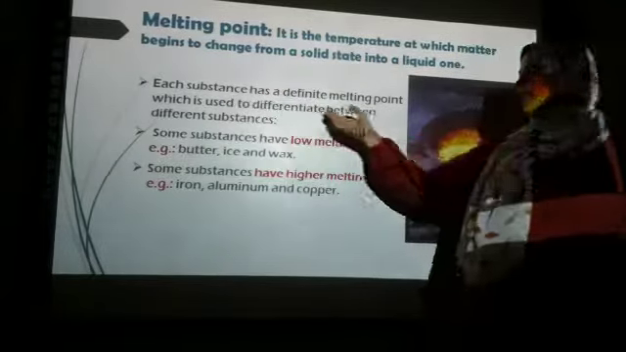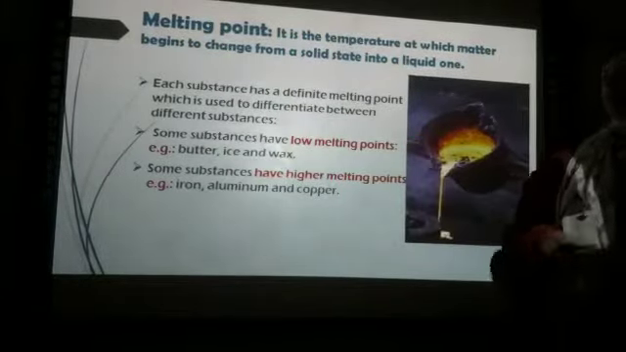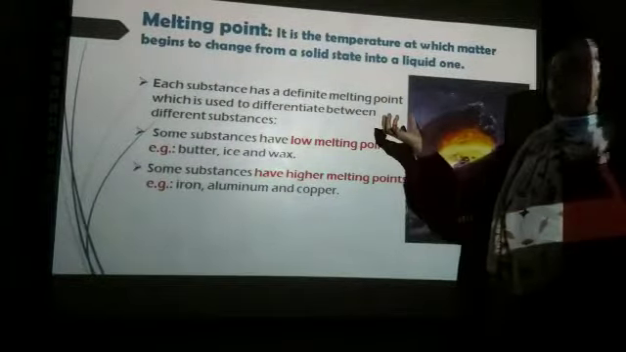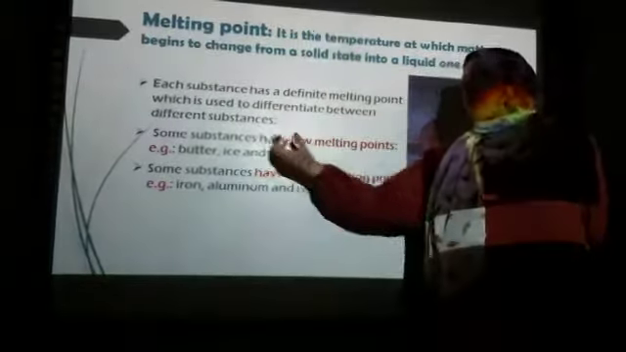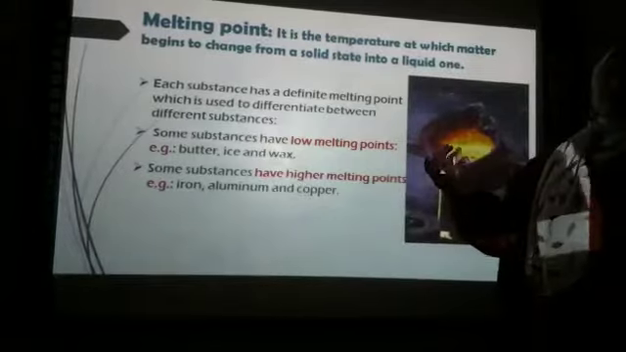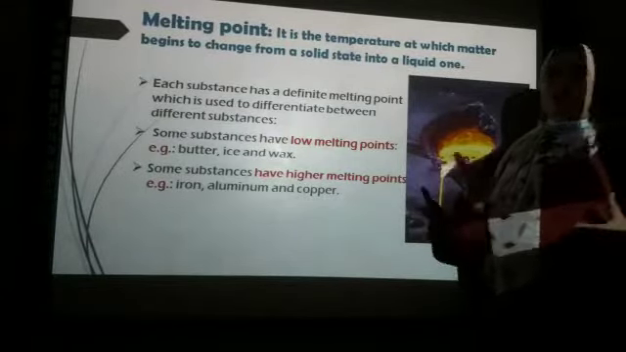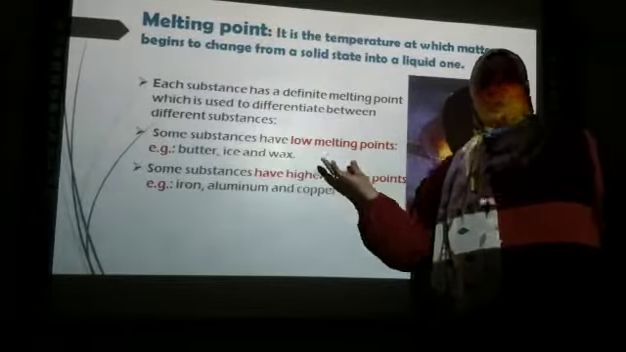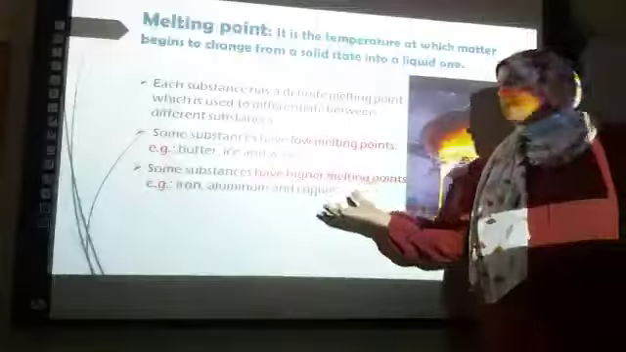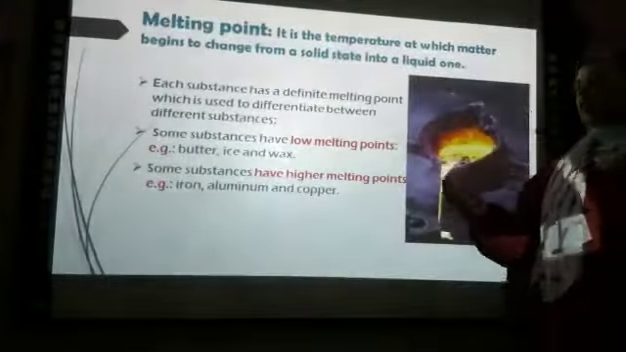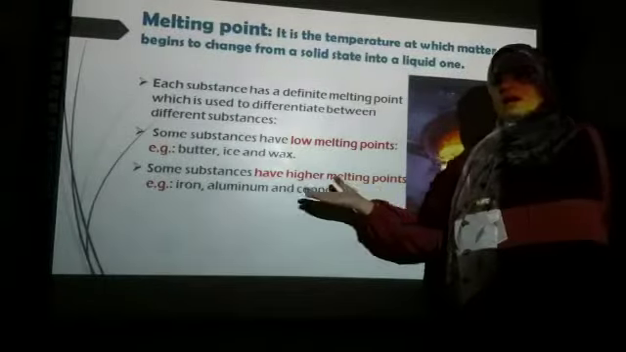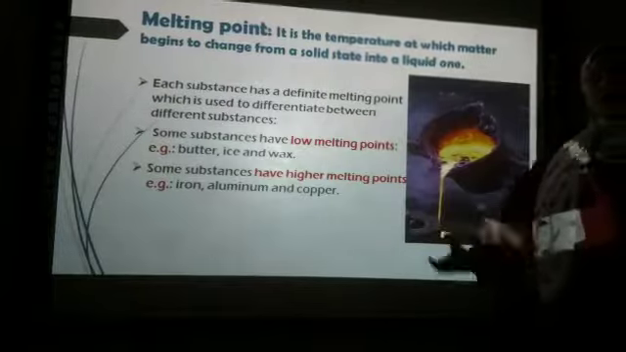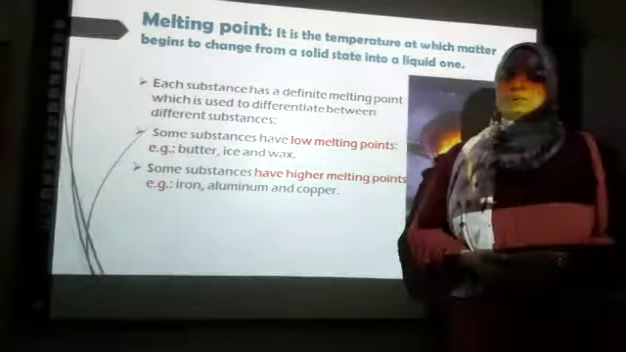Each substance has a definite melting point, which is used to differentiate between the different substances. Some substances have low melting points, such as butter, ice, and wax. And other substances have high melting points, such as metals: aluminum, iron, copper. All of them have a high melting point.